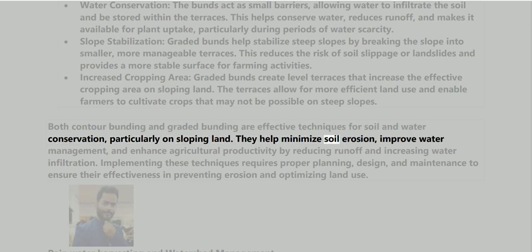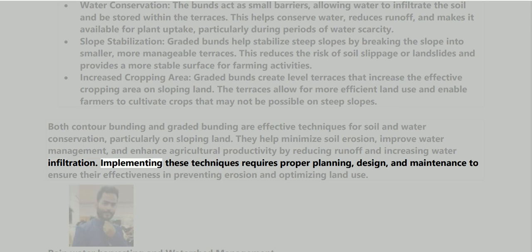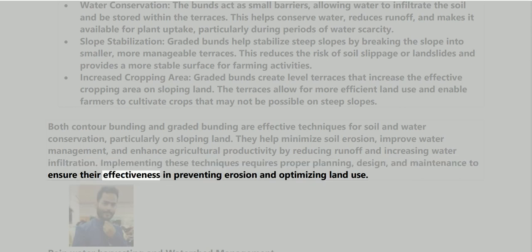They help minimize soil erosion, improve water management, and enhance agricultural productivity by reducing runoff and increasing water infiltration. Implementing these techniques requires proper planning, design, and maintenance to ensure their effectiveness in preventing erosion and optimizing land use.